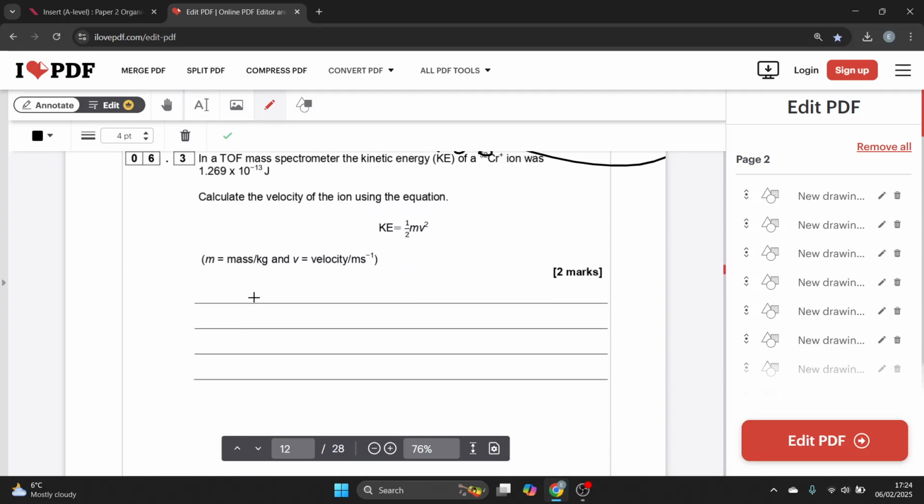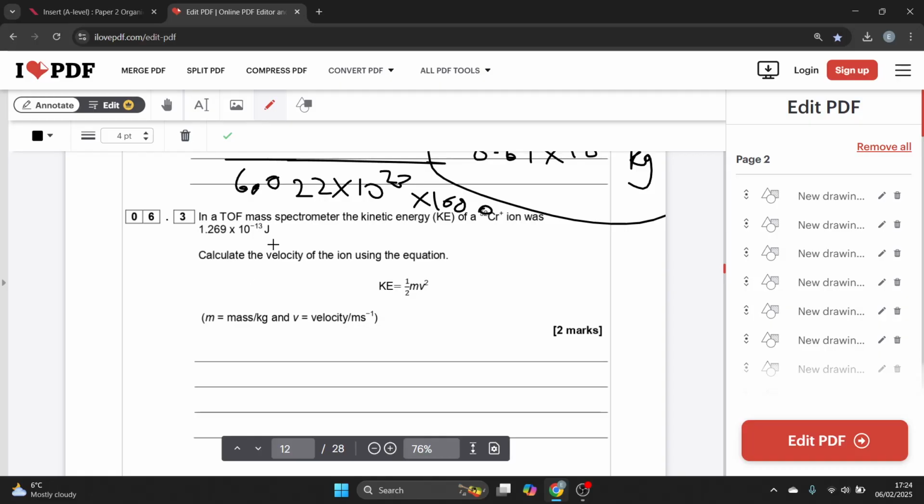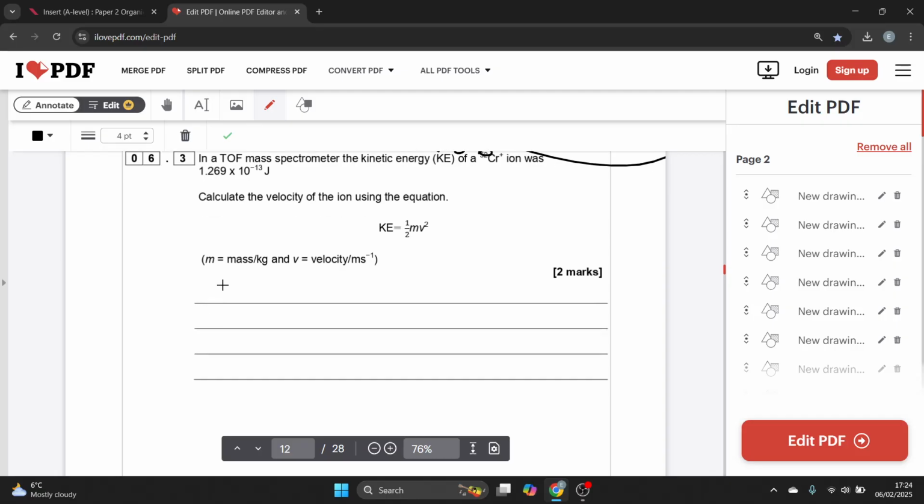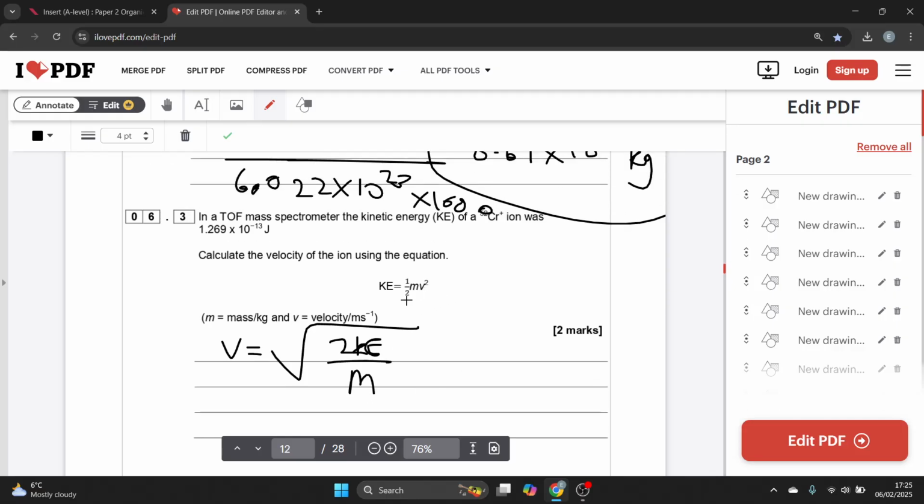In the time of flight mass spectrometer, the kinetic energy of this ion was this much. Calculate the velocity. So I'm going to have to rearrange the equation. Velocity, I've memorized it by heart, is the square root of 2KE divided by m, but I'll go through how you would rearrange it. You just multiply by 2 firstly, and you get 2KE equals mv squared. Very simple. Then divide by m, so v squared is 2KE divided by m, and then square root it. So you can either memorize it or rearrange it, your choice. So velocity is the square root of 2KE divided by m.